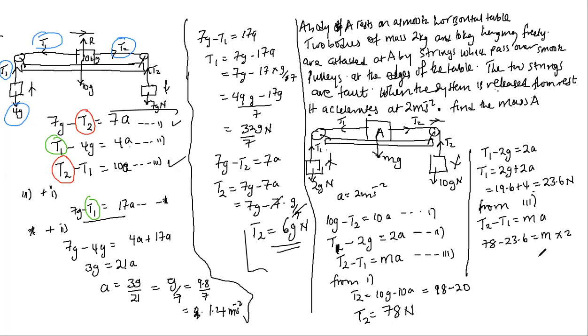2. 78 minus 23, you get what? You get 55. So you shall get 55.4, giving me 55.4. Divide by 2. When you divide by 2, you get 27.7.